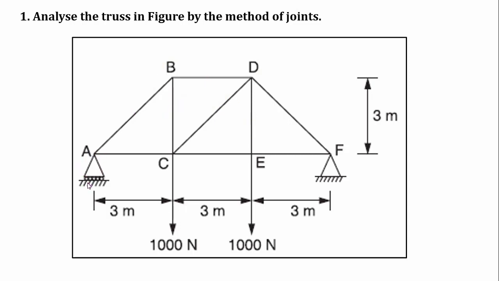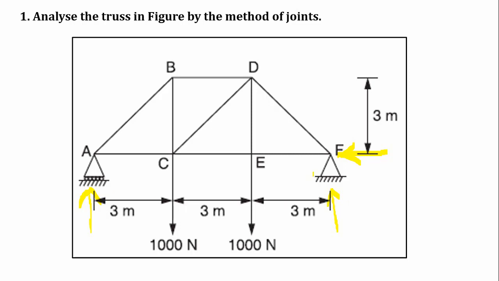First, we have to find out the support reactions. If you see this truss, at joint A we have a roller support, and at joint F we have a hinge support. At the roller support we have one single vertical reaction. At joint F we have two reactions, one horizontal and one vertical. So here we have three reactions.